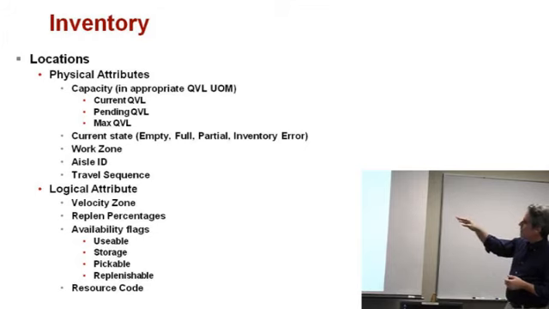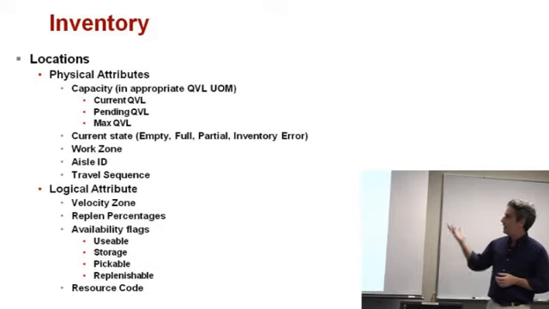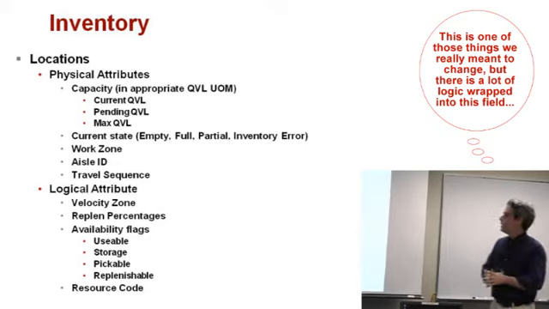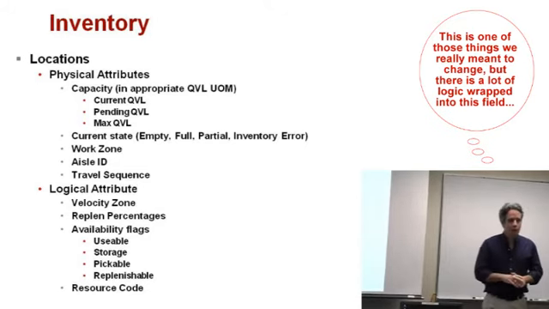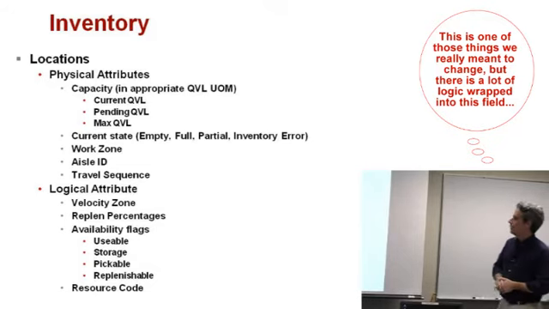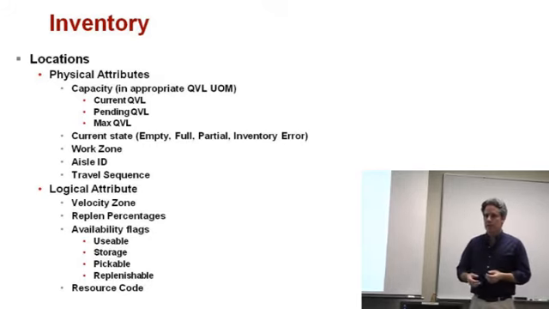The current state: empty, full, partial, inventory error. Now one could really argue that inventory error is no real reason to be on the status of the location. It just happens to be there and never got moved. So there's no real rhyme or reason, no real logical thing. It's just one of those things that got on there and there's a lot of code around it, so it's not getting moved. Work zone, aisle, travel sequence, these are all physical things that have to do with work management sorts of things. Logical attributes, velocity zone, which is kind of quasi-related to physical, I suppose.